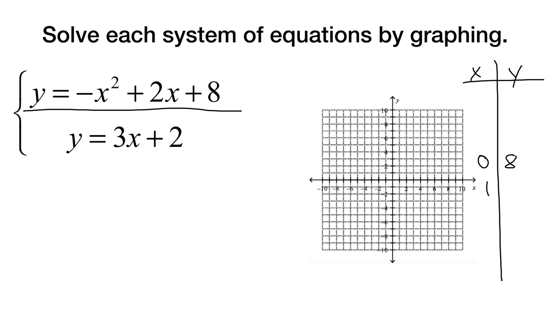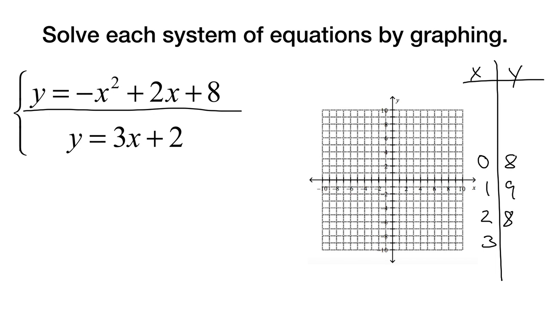I know that much. So if I go to 1, negative 1 squared is just negative 1 plus 2. Negative 1 plus 2 is going to end up being 1, plus 8 is 9. 2, let's see, negative 4 plus 4 is 0, plus 8. Ooh, I think we found our vertex. So this is our vertex right here. Good, we have a vertex.